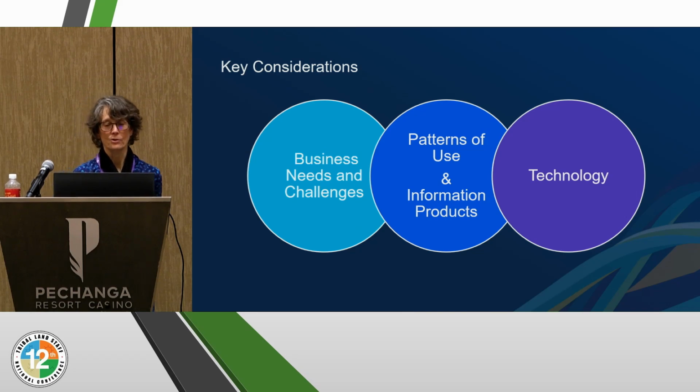The second circle, patterns of use and information products, this is the how. How are you currently operating? And what are you using in key workflows right now? What are some of the key business products? And then connect it back to the first circle, thinking about what are some of the patterns that you're seeing, the same challenges that repeat over and over again.